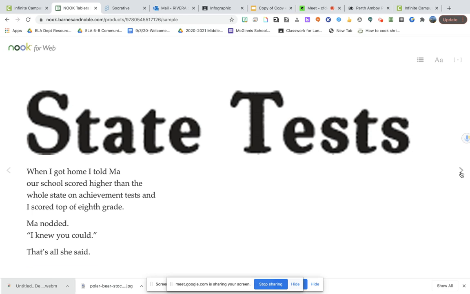All right, state tests. When I got home, I told Ma our school scored higher than the whole state on an achievement test, and I scored top of 8th grade.